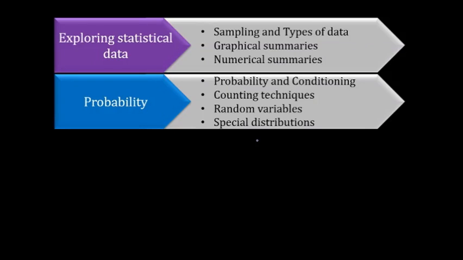Hi everyone. In this session I will be looking at random variables, but specifically discrete random variables, and I will be looking at a few concepts regarding discrete random variables, and then in the next session there will be some examples. Now, up to this point we have looked at sampling and types of data, graphical summaries, numerical summaries, probability and conditioning, and counting techniques, and all of these combine when we start looking at random variables and special distributions thereafter.